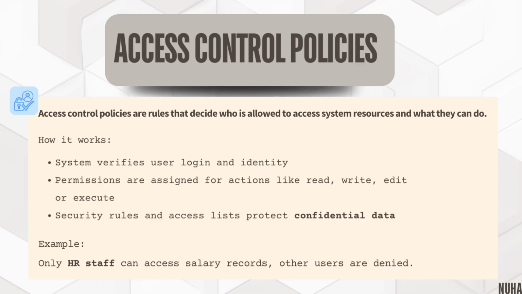Next, I will explain about access control policies. Access control policies are rules that decide who is allowed to access system resources and what they can do. Basically, this means not everyone can open or edit everything in the system. It depends on their access level. And how it works, first the system will verify the user's login and identity. Then permissions are given for certain actions such as read, write, edit, or execute. These security rules help protect confidential or private data. For example, only HR staff can access salary records while other users will be denied.